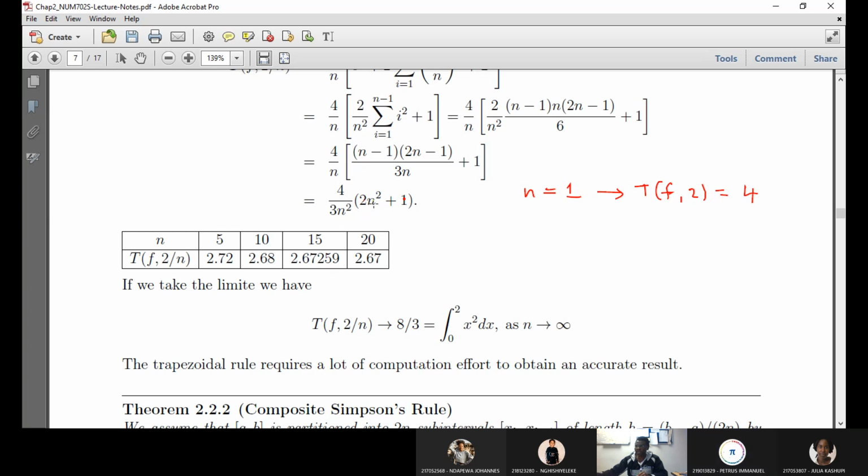The leading term here is 2n squared. So we already have 4 here as a factor. The leading term here will be 2n squared, and in the denominator you have 3n squared. You can see that the n squared will cancel out, and it will give you 8 by 3, which is the exact value. So when n goes to infinity, this composite trapezoidal rule will converge to the exact value of the integral.